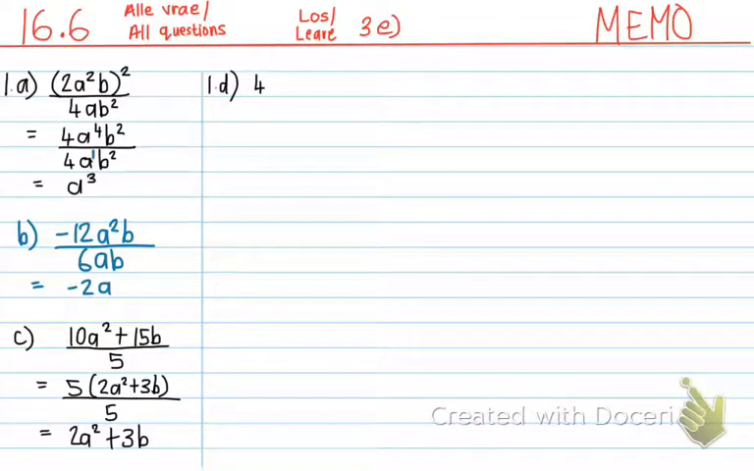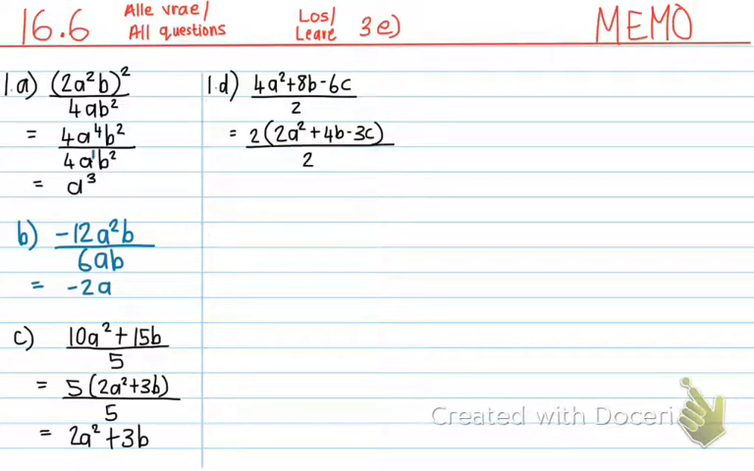Number 1D, 4a squared plus 8b minus 6c over 2. Okay, so first I'm going to take the top and factorize. Take out a common factor of 2. Then I have 2a squared plus 4b minus 3c over 2. The 2's can cancel out. And then all I'm left with is 2a squared plus 4b minus 3c, the part in brackets.